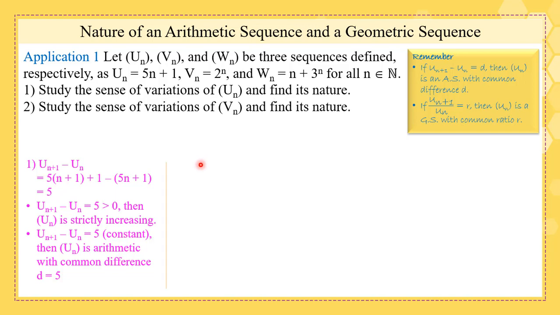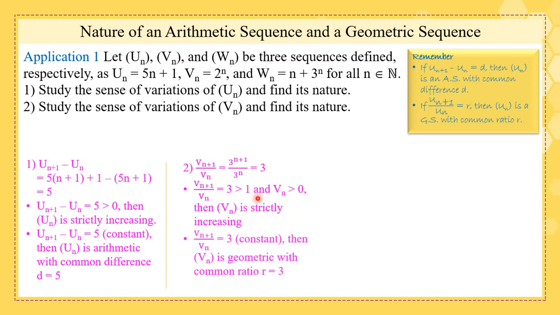Now the second part asks to study the sense of variations of the sequence vn and to find its nature also. Try to do it alone. Now vn plus 1 over vn is 3. Here we are comparing the ratio to 1. 3 is greater than 1, and vn is positive, so vn is strictly increasing. Well, vn plus 1 over vn is a constant, so we can say that vn is a geometric sequence with common ratio 3.